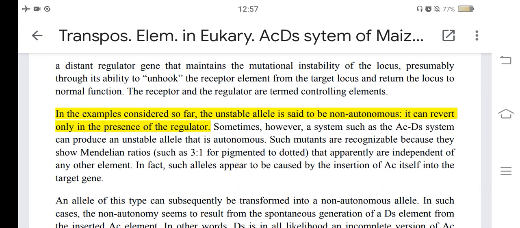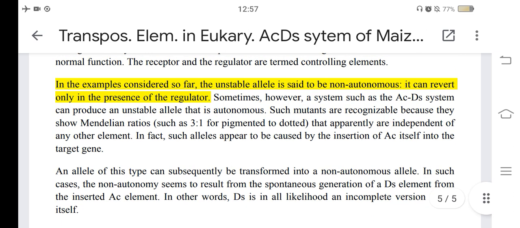In the example considered so far, the unstable allele is said to be non-autonomous. It can revert only in the presence of the regulator. Sometimes, however, a system such as the AC-DS system can produce an unstable allele that is autonomous.